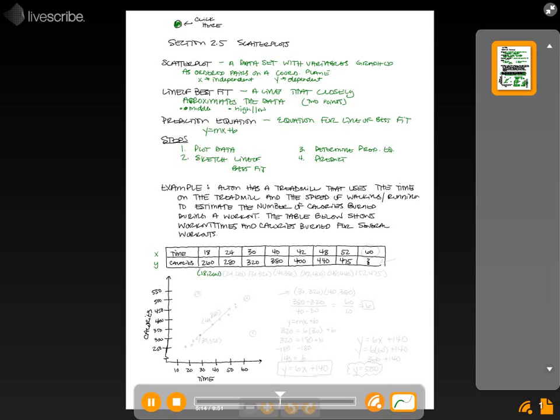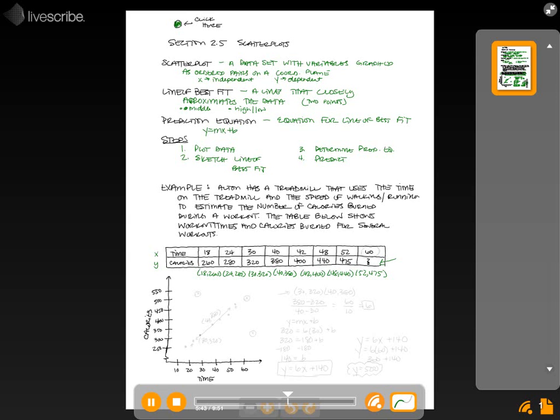This is 18, 60; 24, 80; 33, 320; 43, 80; 42, 400; 48, 440; 52, 475. And notice that last one here has a question mark in it. That's what we're going to predict. We need to predict for 60.